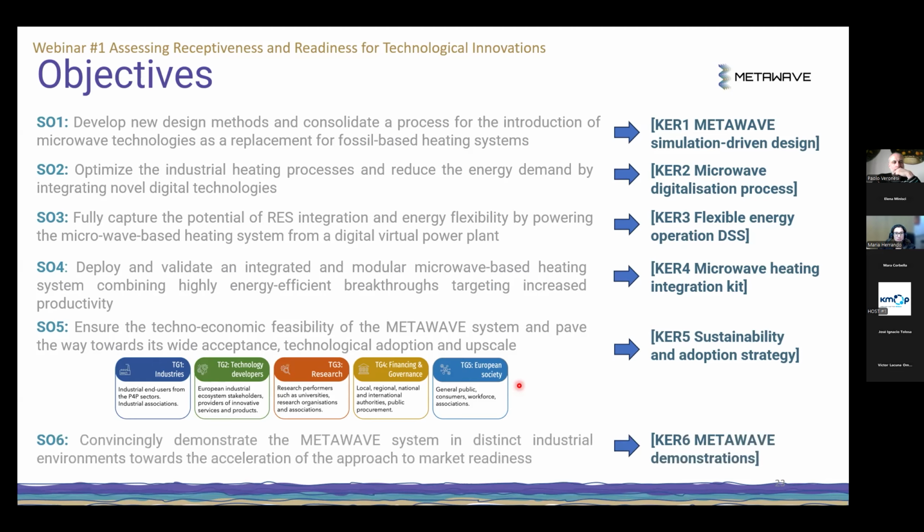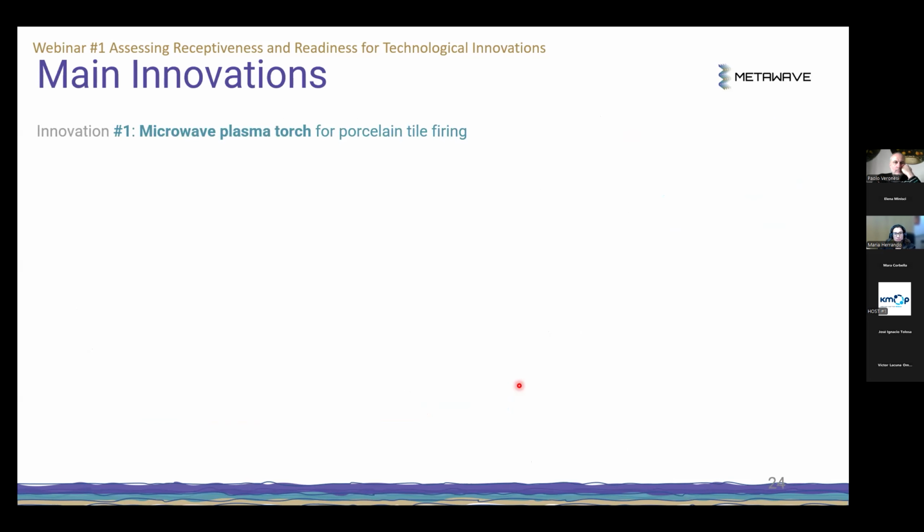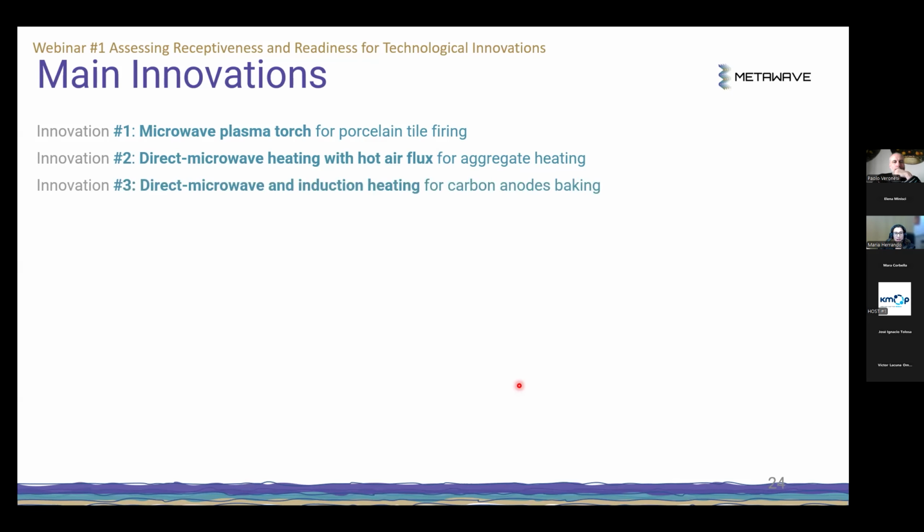And we will have as a result a sustainability and adoption strategy. And finally, to convincingly demonstrate the METAWAVE system in a distinct industrial environment towards the acceleration of the approach to market readiness. And the result are these METAWAVE demonstrators that I will present afterwards. We have also 13 main innovations. The first one is a microwave plasma torch for porcelain tile firing, using technology that Said explained before. Another innovation is direct microwave heating with hot air flux for aggregate heating. Also, we have a direct microwave and induction heating for carbon anodes baking. Those are the 3 main demonstrations.